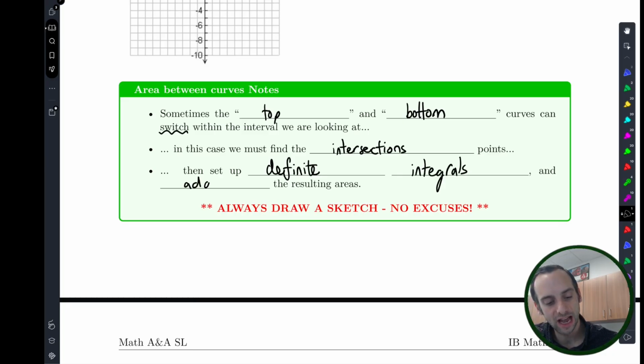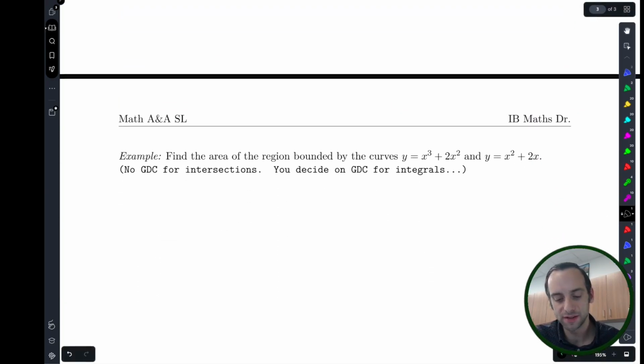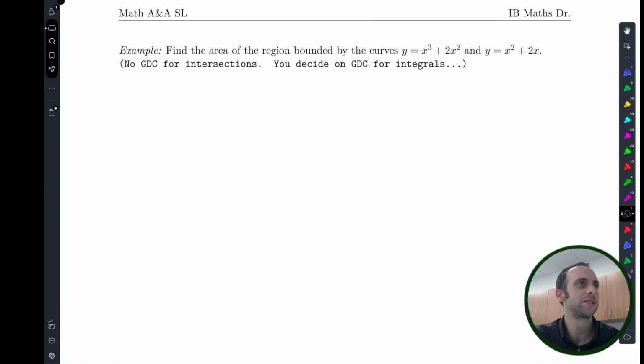And then we'll obviously add those resulting areas. So we'll close out Unit 7 by looking at an example that does this. Find the area of the region bounded by these curves. These curves are a little more complicated.